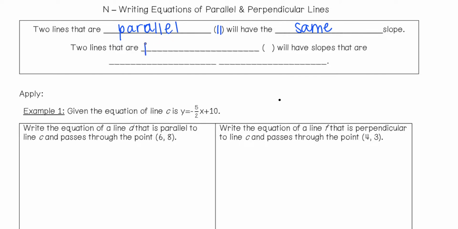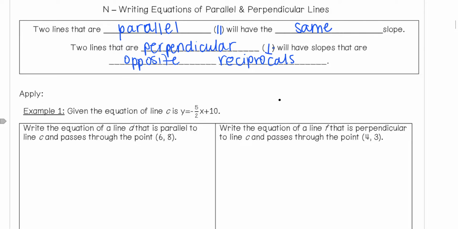But two lines that are perpendicular are going to have slopes that are opposite reciprocals. We've seen this a little bit before already, and we've practiced with it, but today we're going to be practicing how we can apply this to the actual equations of the lines. The symbol for lines being perpendicular is an upside down T. Remember that parallel lines will never intersect, but perpendicular lines intersect at a 90-degree angle.